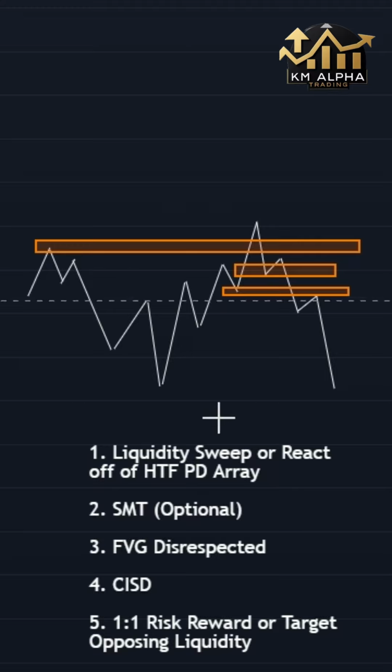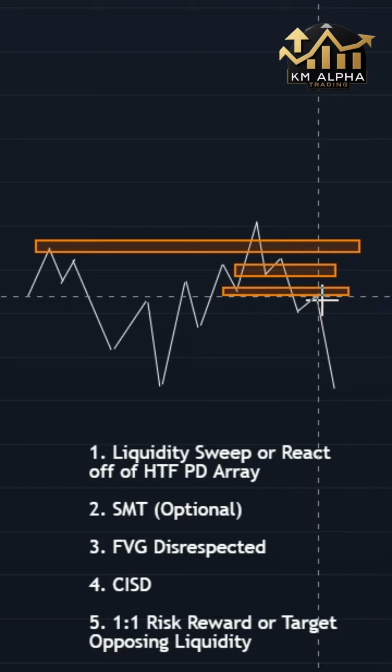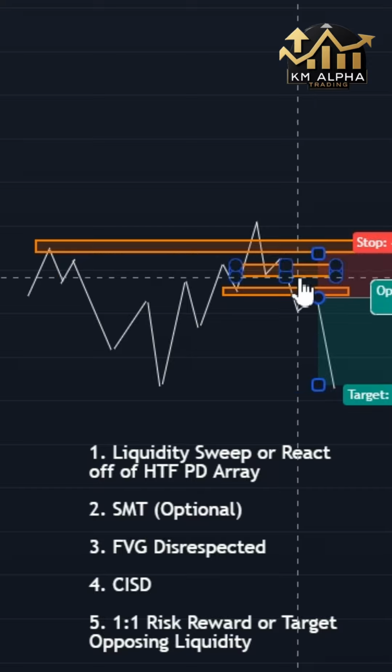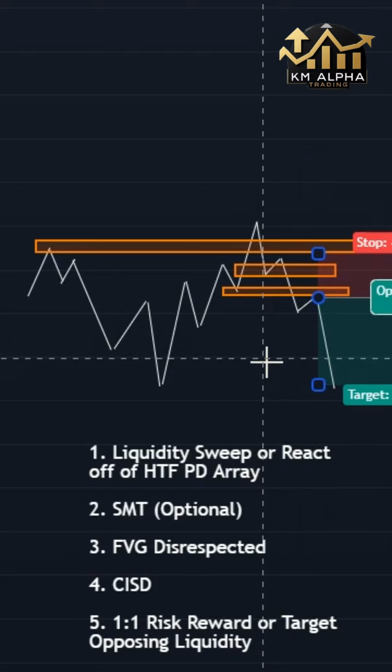So in this case, we're going to go short. We've got all the criteria met, and then we're going to enter ideally at the retest right here, and then we are going to target these shorts right here, these lows, and then we are going to make our stop right above that inversion fair value gap. So this is set as a 2 risk reward ratio.